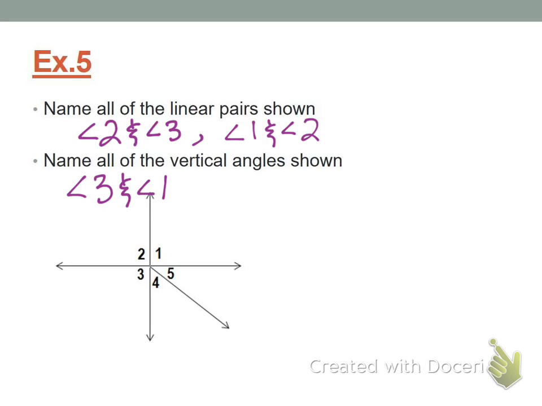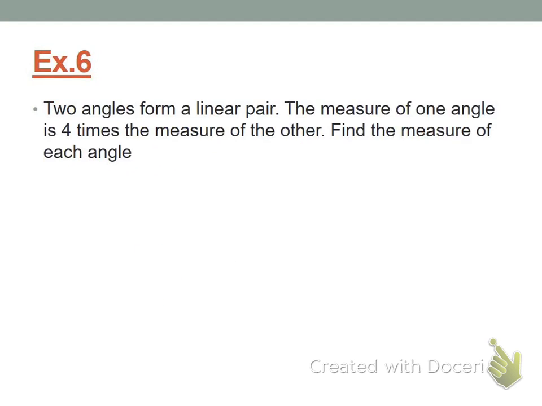So to be vertical, we have to have 2 pairs of opposite rays. Okay, so we see that the top and bottom are opposite rays. And then going side to side, we have opposite rays. And those form our angles 1 and 3. Questions, concerns? Okay, ready to move on?